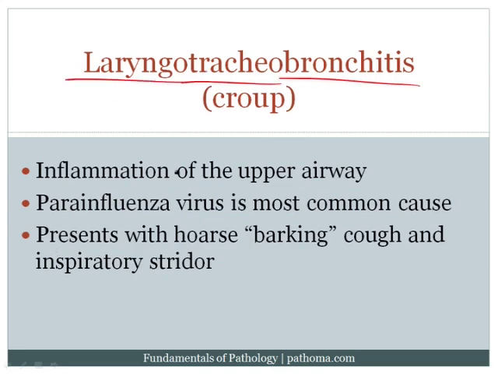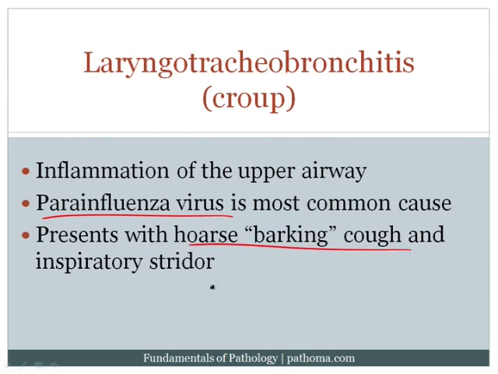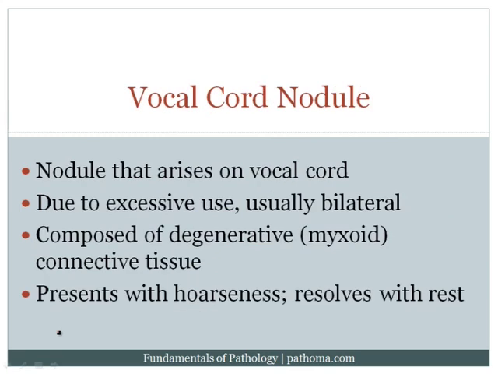laryngotracheobronchitis. So again, the name tells you that you're getting inflammation of the upper airway. Most common cause is parainfluenza virus, and these are the patients that classically present with a hoarse, barking cough and then an inspiratory stridor. So that's laryngotracheobronchitis.